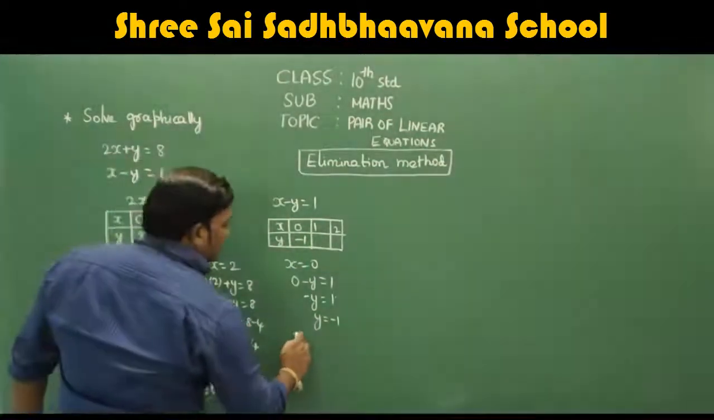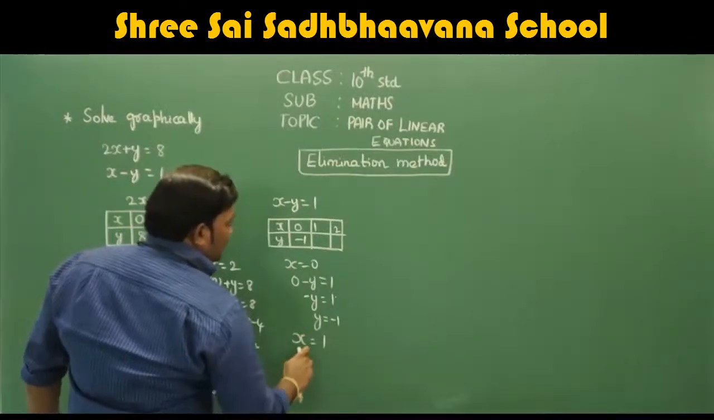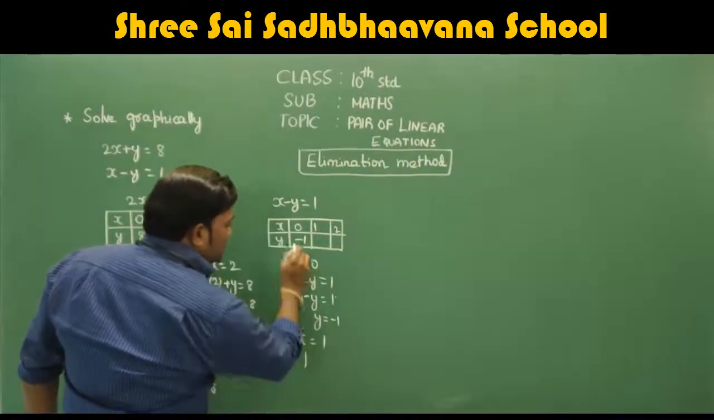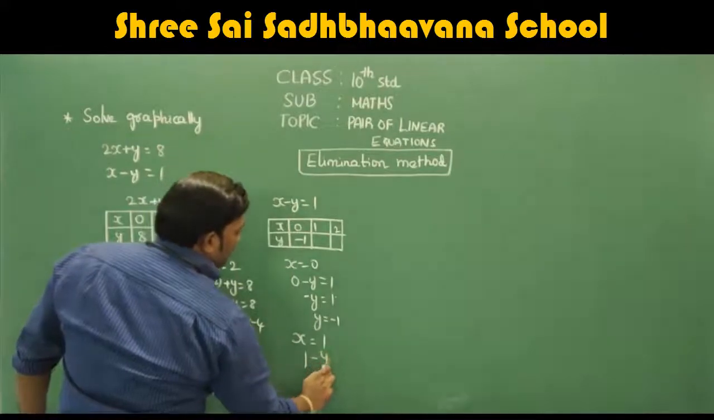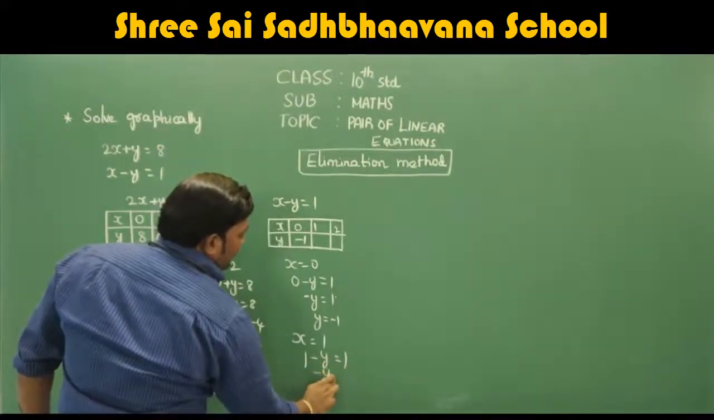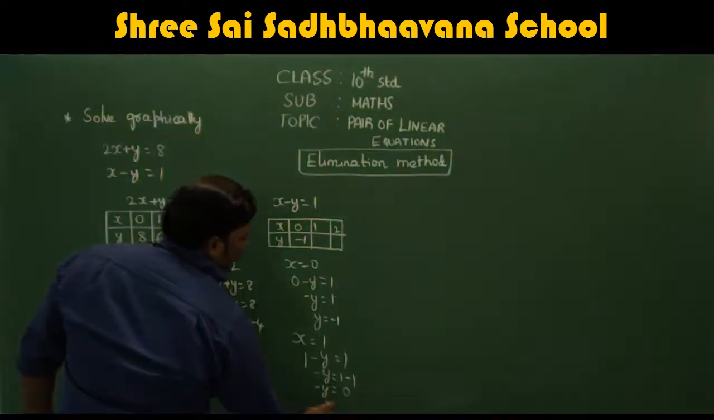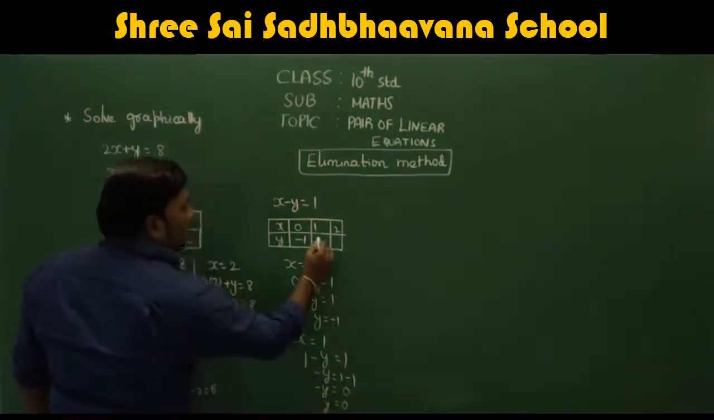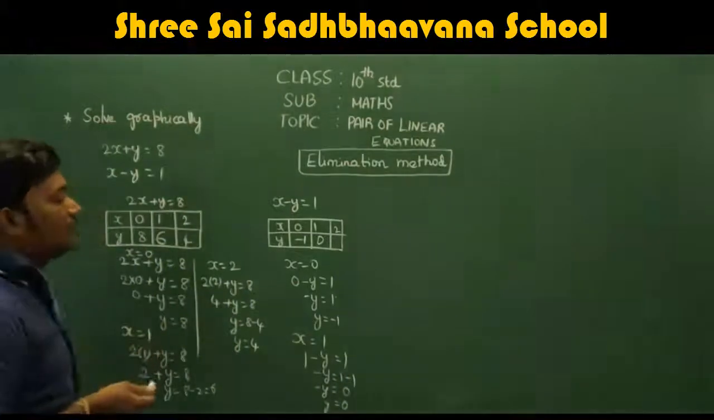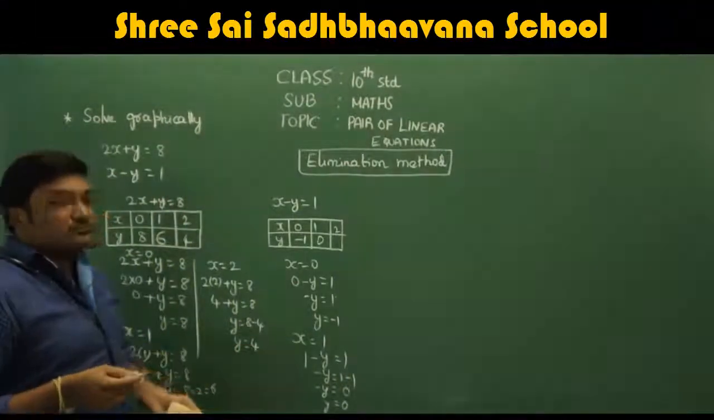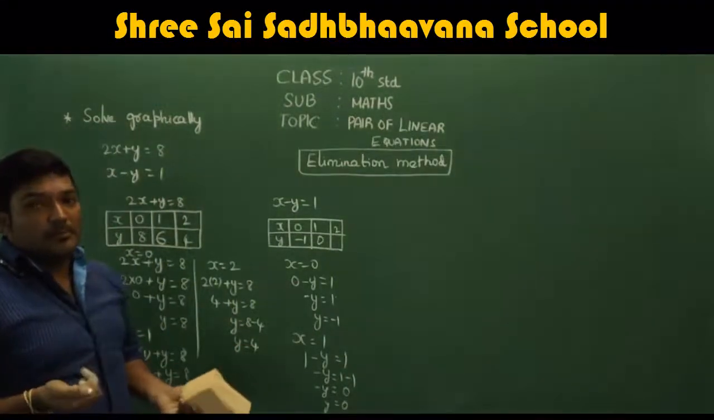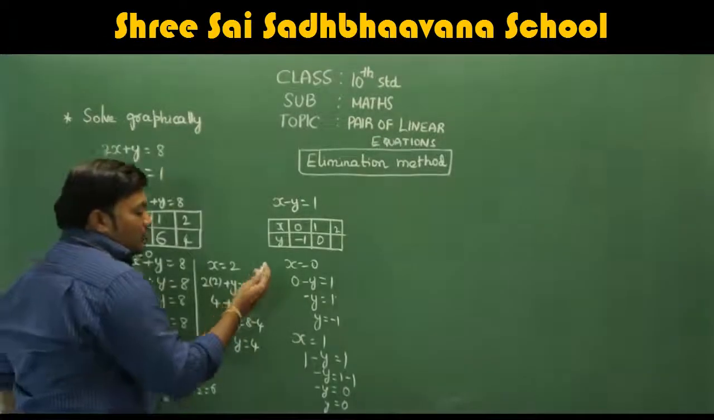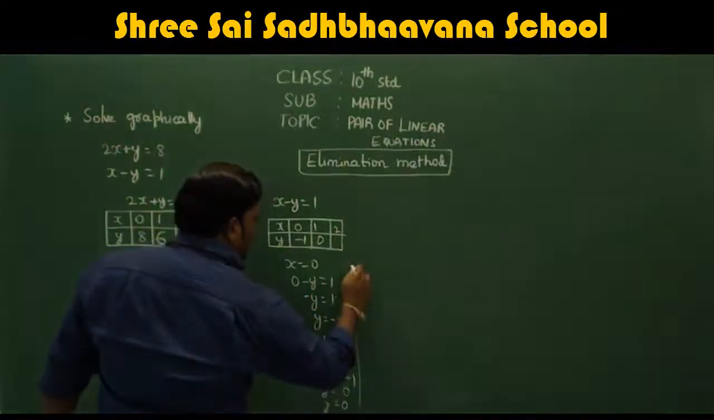Next, take x is equal to 1. If you take x is equal to 1, just substitute here: 1 minus y is equal to 1, so minus y is equal to 1 minus 1, which is 0. So y is equal to 0, because minus 0 will not give any negative or positive values.